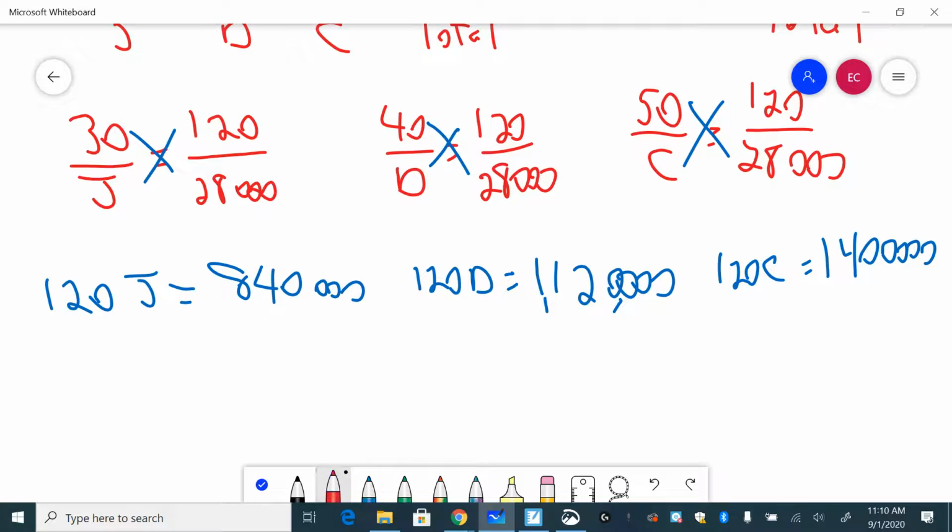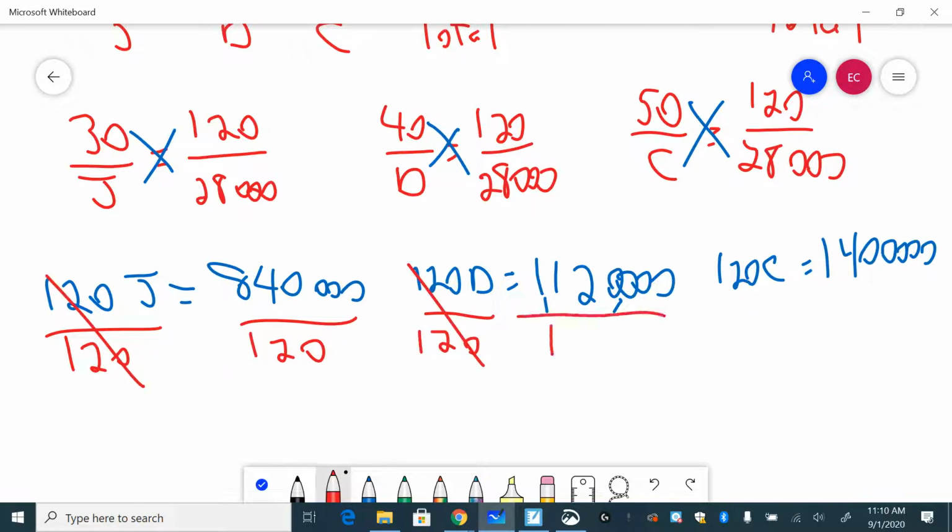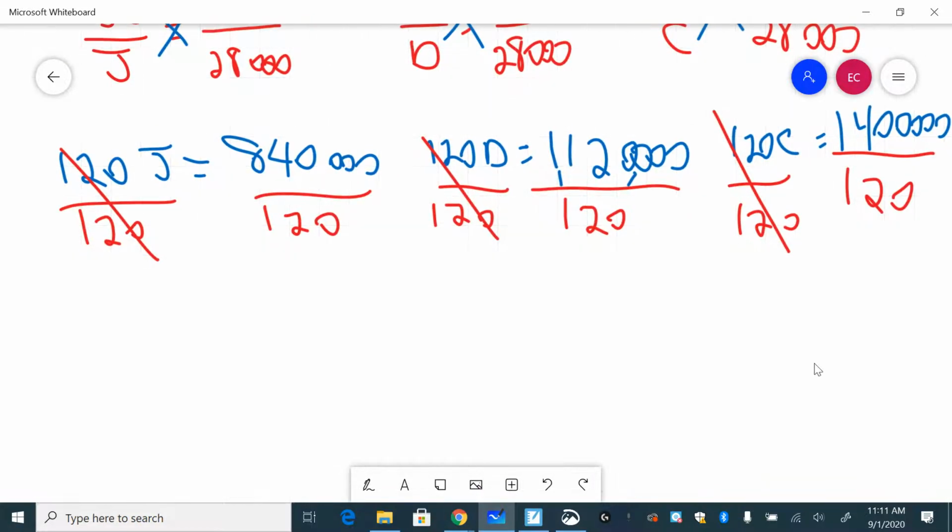All right, so we're just going to divide. So we're going to divide both sides by 120 each time. We'll cross it off. 120, 120. All right, and we're just going to get out our calculator so we can solve each one. So J, let's see. So be careful here. I sometimes find people put in the wrong numbers. So 840,000 divided by 120.